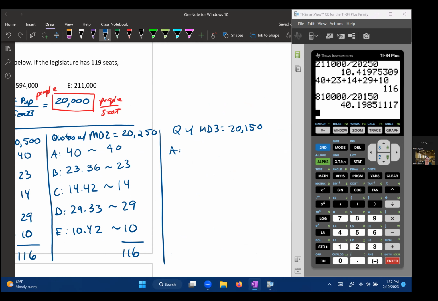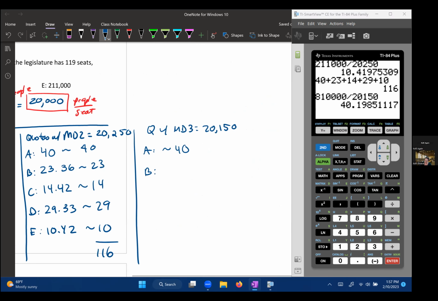Notice how that rounded. I'm just going to put the rounded number. That one is going to be 40, just like before. If we do all these and they're the same numbers, we know I have to go smaller still. So let's do B. B's population was 473,000 divided by 20,150, which is 23.47. If you round that, you still get 23. It's not looking good.